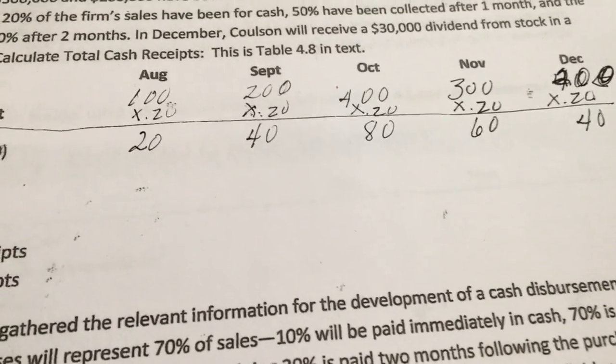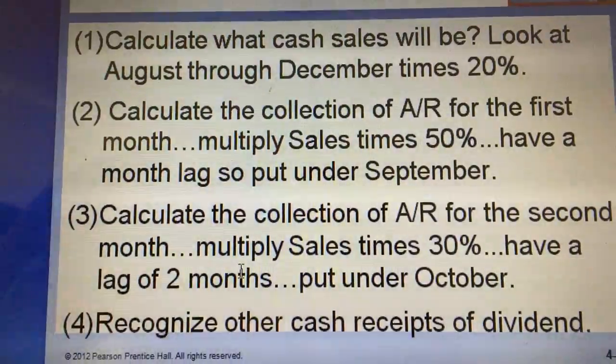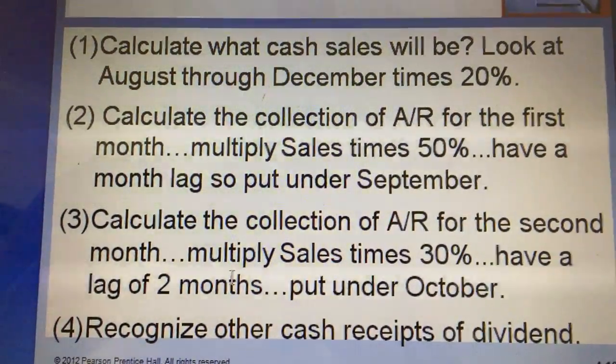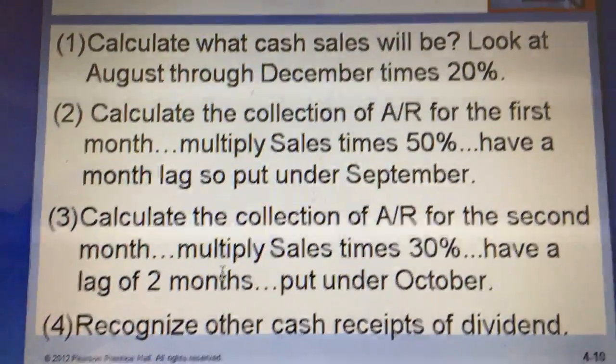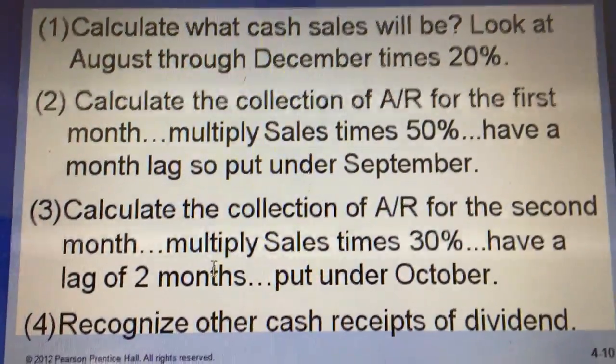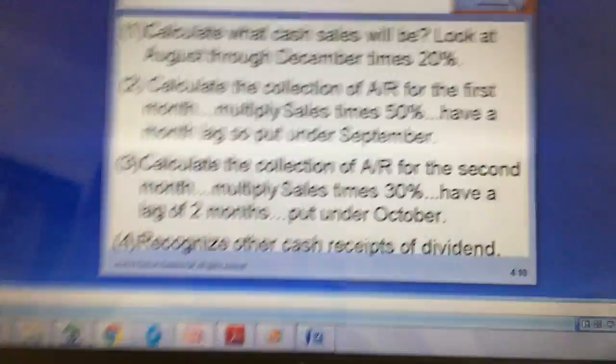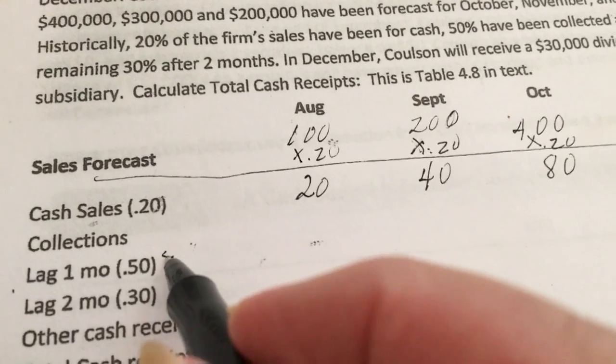Now let's go back to the PowerPoint, step 2 here. Step 2 says calculate the collection of your accounts receivable for the first month. In other words, multiply your sales times 50%. There's a 1 month lag, so put it under September. So let's go back down, right here where it says 50%.